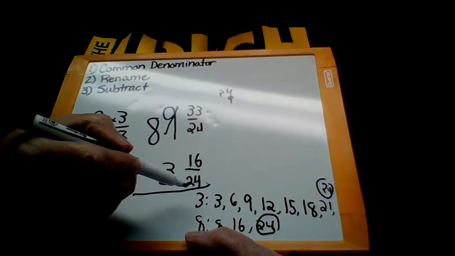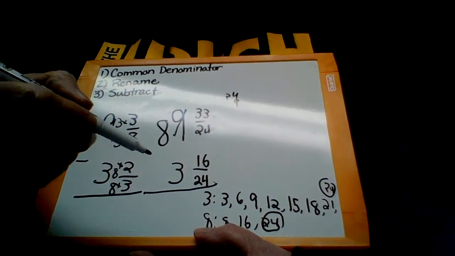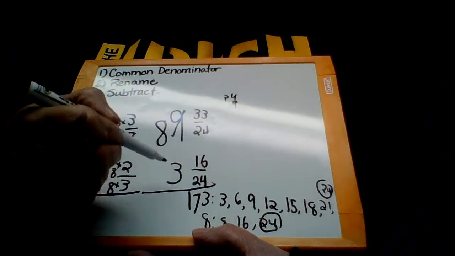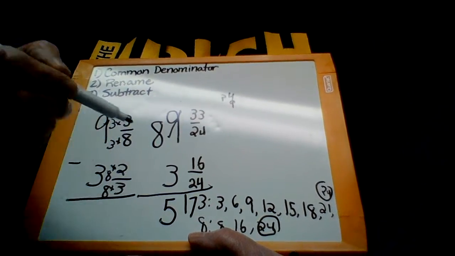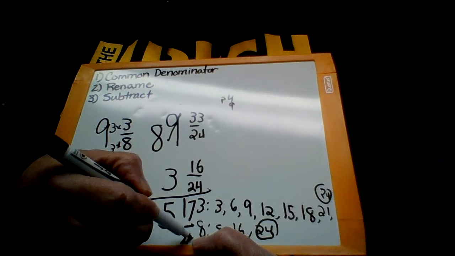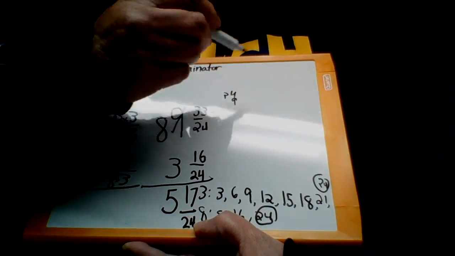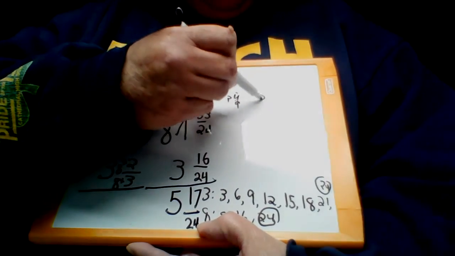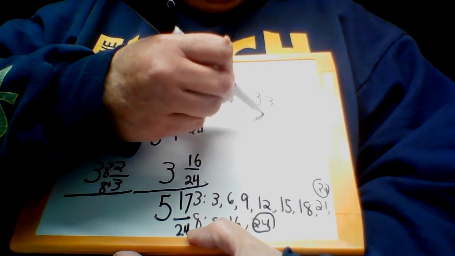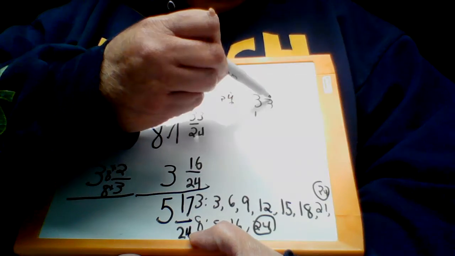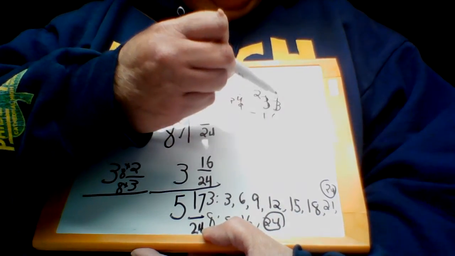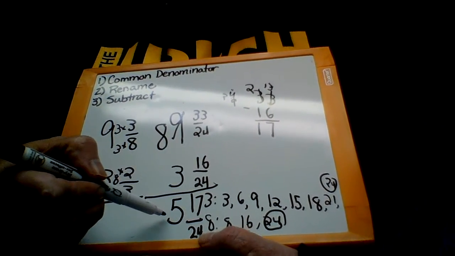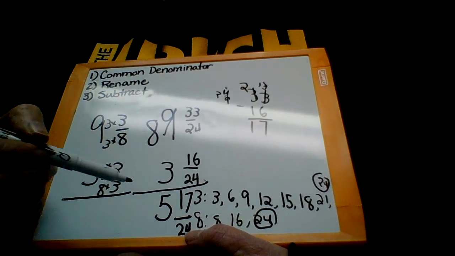So 33 minus 16 is 17, and 8 minus 3 is 5. Oh, sorry, forgot to put the fraction. Let me check: 33 minus 16. Just checking my own math. Yes, 17. So your answer is 5 and 17/24.